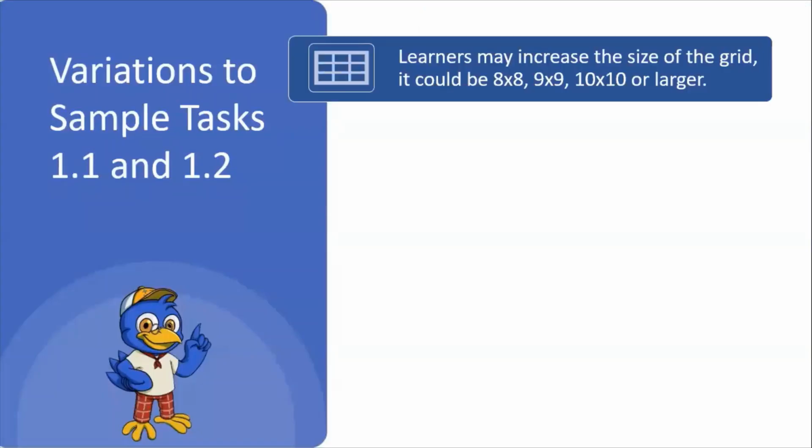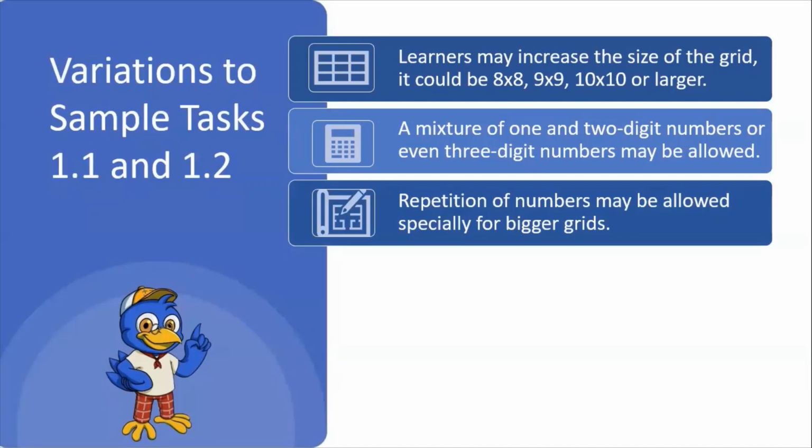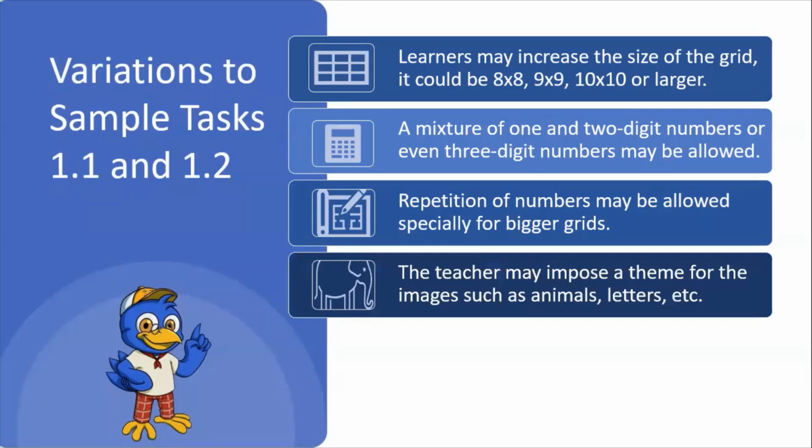Variations to the sample tasks are as follows. Learners may increase the size of the grid. It could be 8 by 8, 9 by 9, 10 by 10, or larger. You may also allow them to use a mixture of 1 or 2-digit numbers or even 3-digit numbers. Repetition of numbers may be allowed, especially for bigger grids. A teacher may impose a theme for the images, such as, for example, you require them to use only animals or letters of the alphabet.